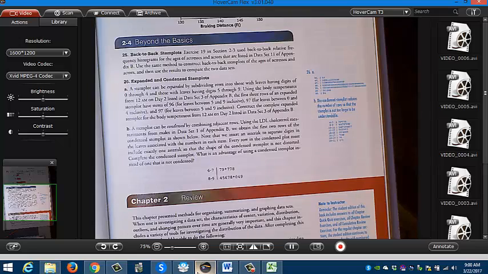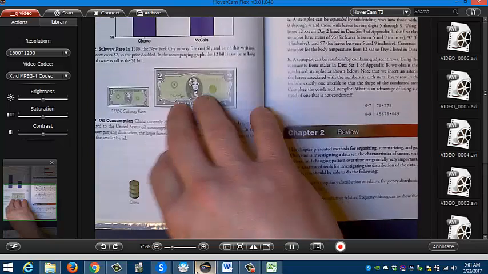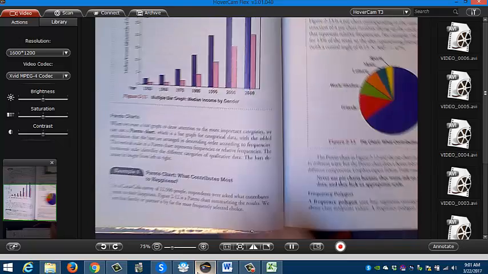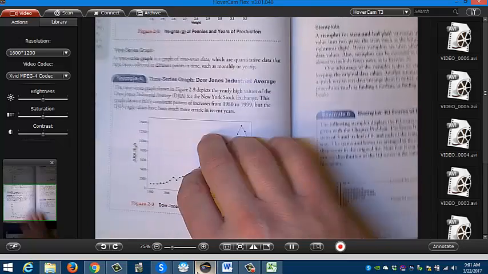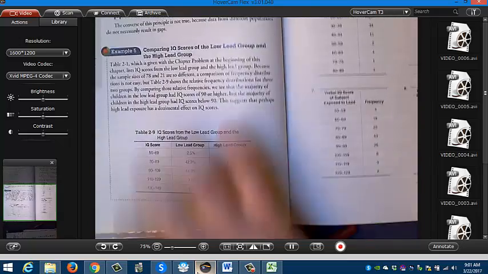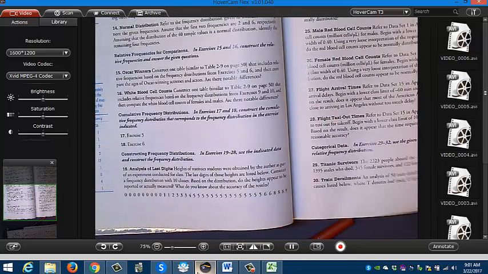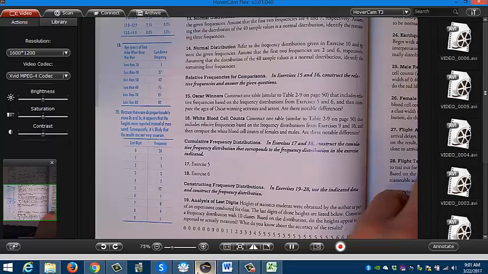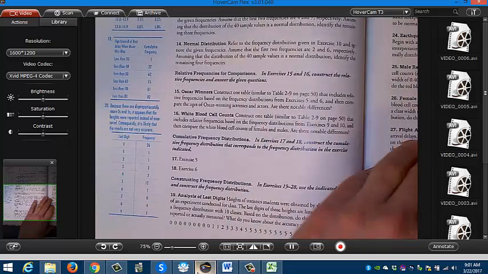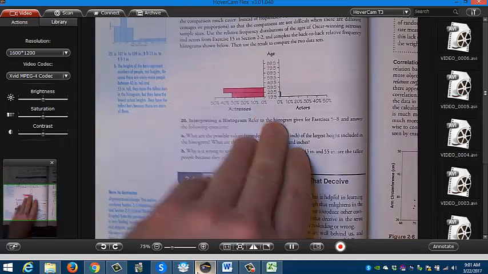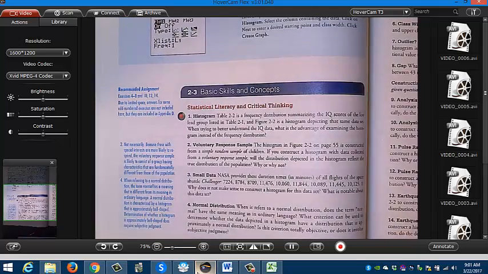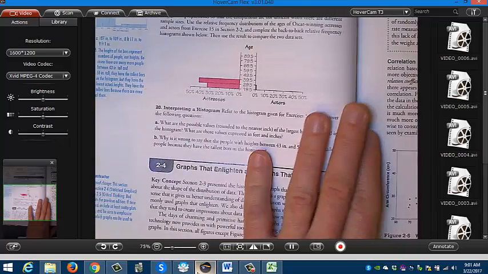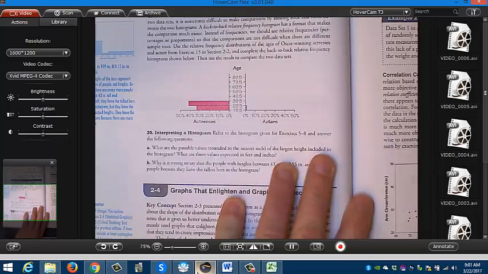Okay? So it says turn back to section 2.3. They already have one for you. So let me find it. What was it? 29? No. No, I lost it, guys. Yeah, that's what I thought I said, but then I went to section 2.2 and I couldn't find it. Okay, here it is. Exercise 19.